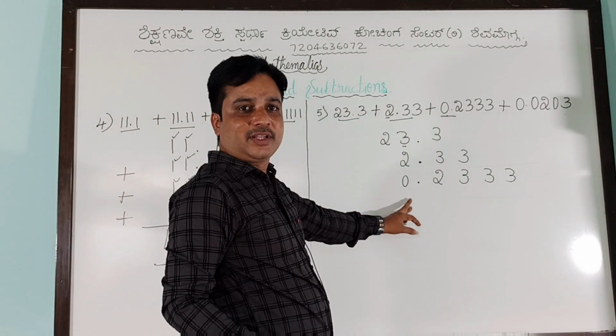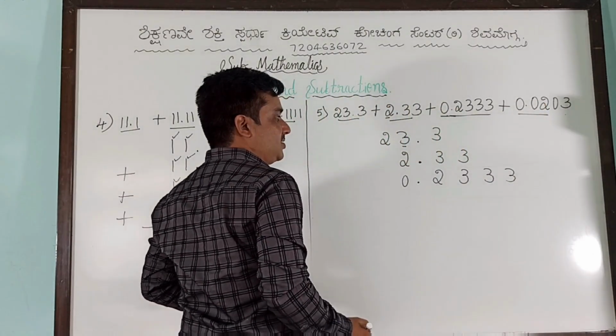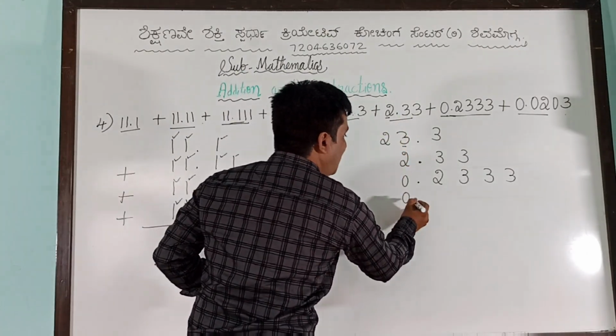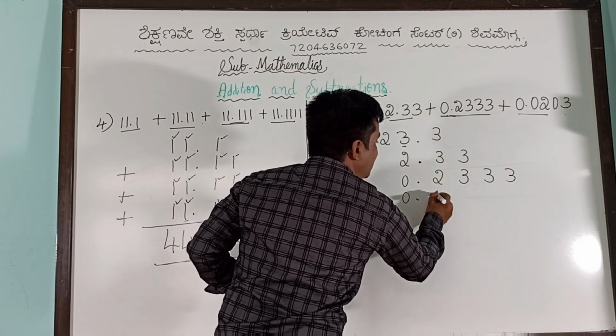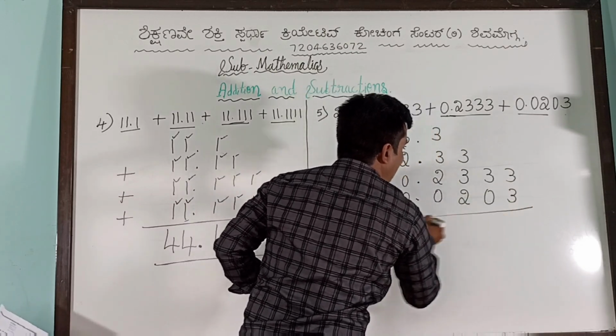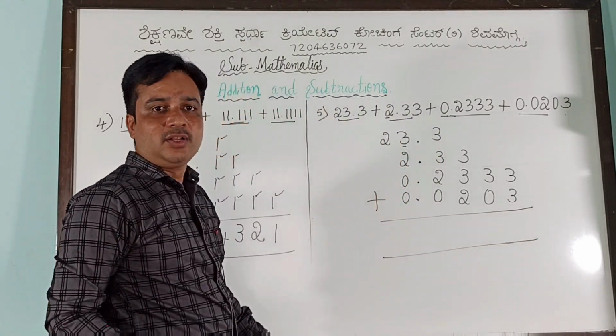So that we have written. Next, after the last number, is there 0 point? Here, let's write 0 in the unit place, so 0.0203. Now what we have to do is make it an addition. Let's do this whole addition.